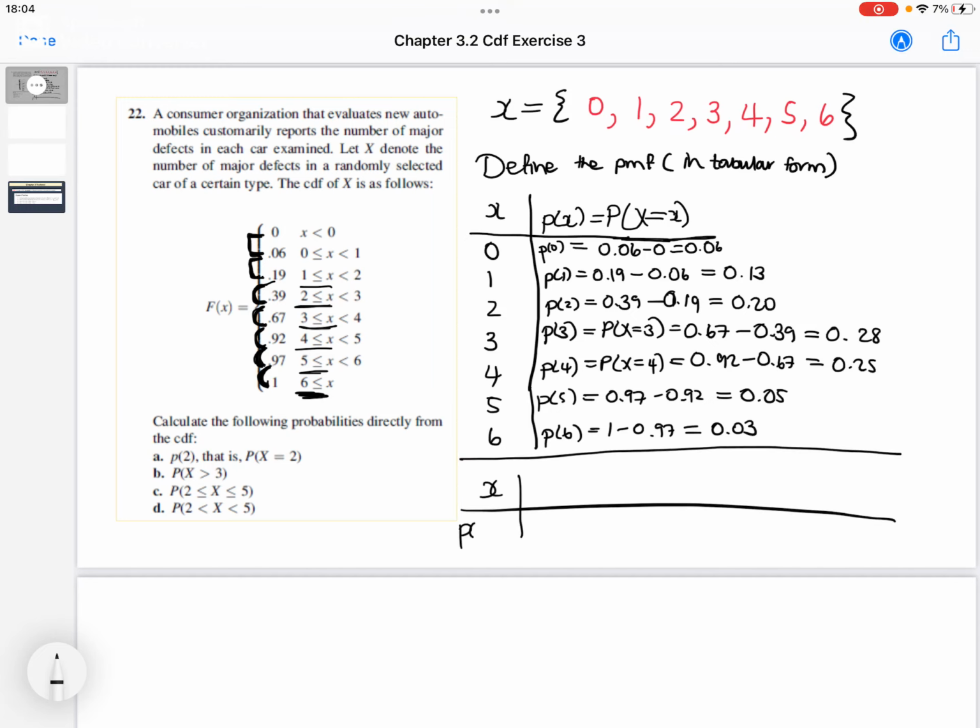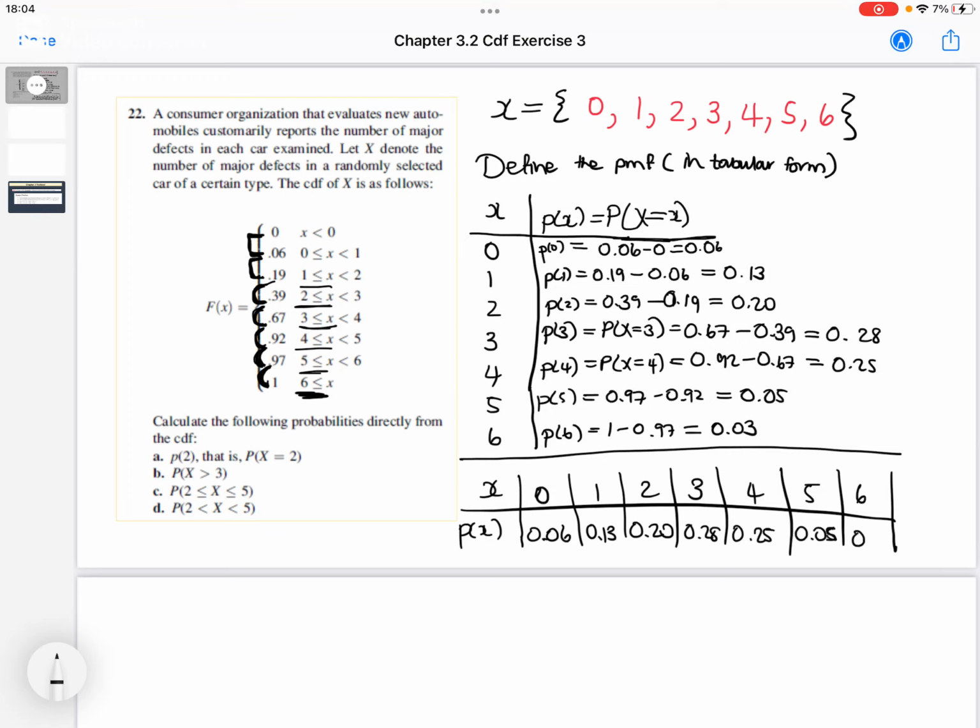So at the end, we have the PMF defined for values 0, 1, 2, 3, 4, 5, and 6. The probability that x is equal to 0 is 0.06. The probability that x is equal to 1 is 0.13. X equal to 2, 0.2. X equal to 3, 0.28. X equal to 4, 0.25. X equal to 5, 0.05. And x equal to 6, 0.03.